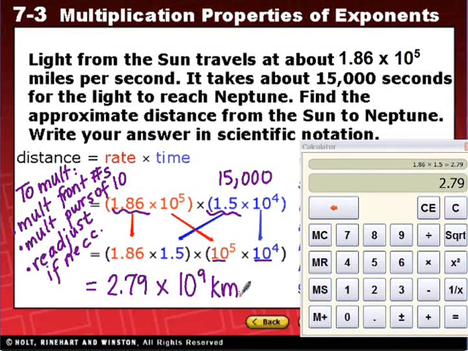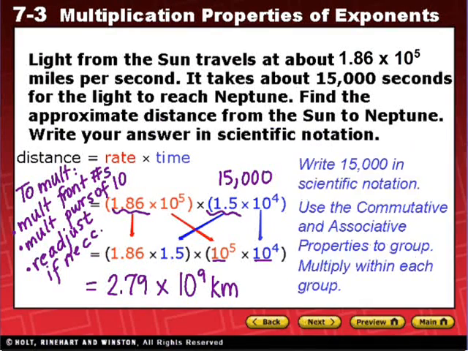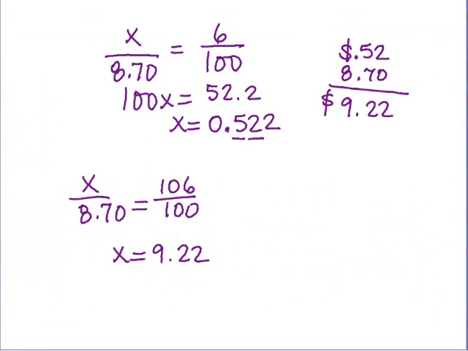Now, if this front number didn't turn out to be in perfect scientific notation, we could move the decimal either direction and adjust the power of 10. Sometimes we have to do that. One more quick example over here. Let's see if I can find a blank space for you.